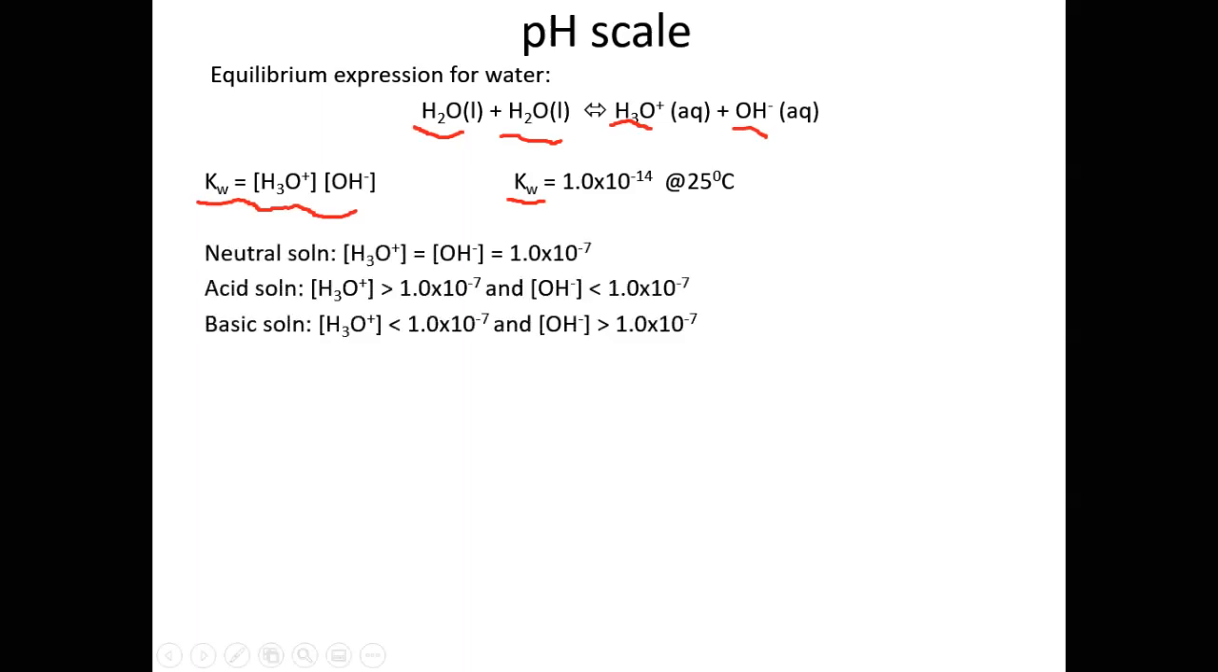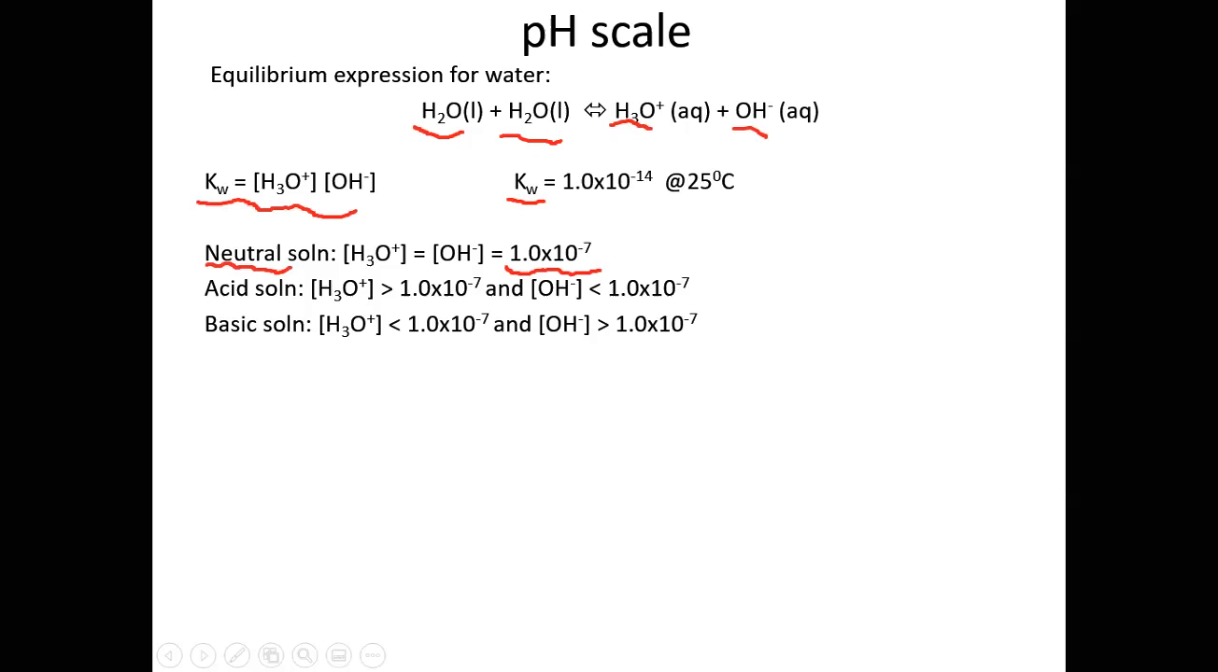Now if something is a neutral solution, it has to have the same concentration of H3O plus and OH minus. So that's 10 to the negative 7. Because if H3O plus is X and OH minus is X, X squared equals 1 times 10 to the negative 14. You take the square root, you get 1 times 10 to the negative 7. We call that a neutral solution.